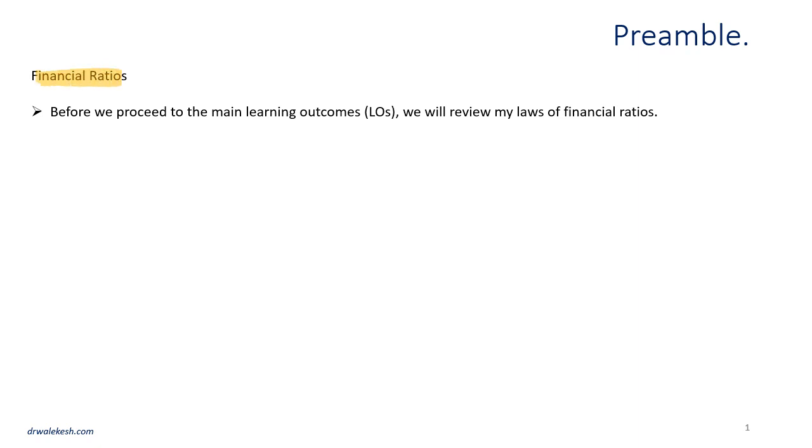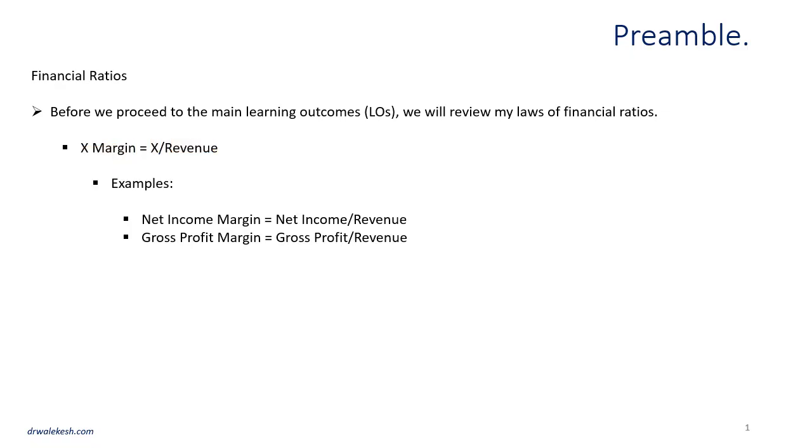Financial ratios. Before we proceed to the main learning outcomes, we will review my laws of financial ratios. The first law is X margin. X margin is X over revenue. Examples include net income margin, which is net income over revenue, gross profit margin, which is gross profit over revenue. Operating profit margin will be operating profit over revenue.